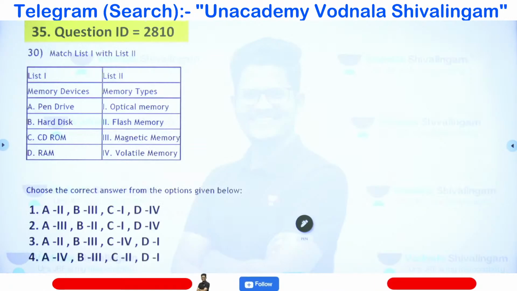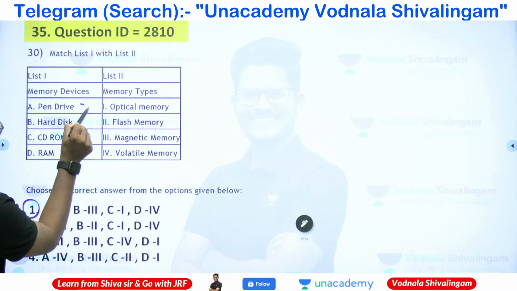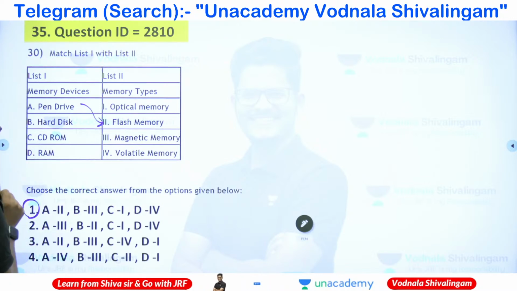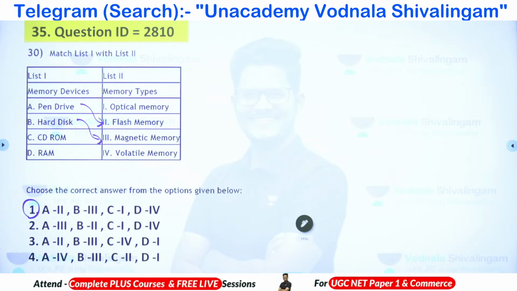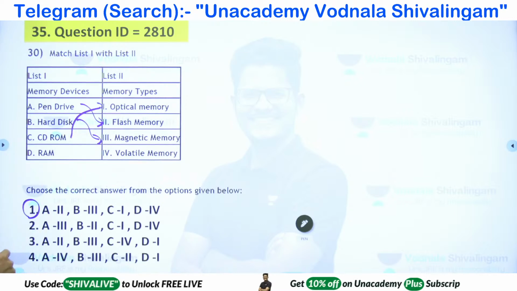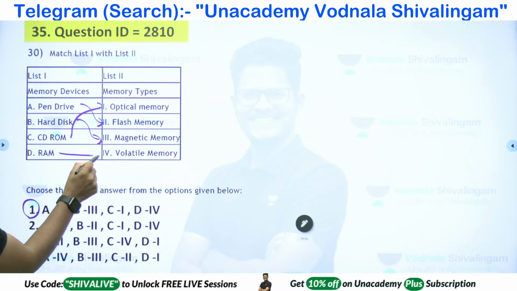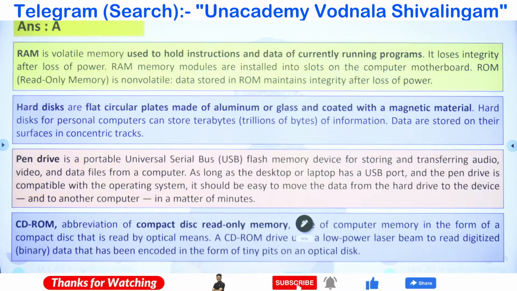So option A is the correct answer. Pen drive is a flash memory. Hard disk is the third one, magnetic memory. Just now we have understood. CD-ROM is optical memory, and RAM is a volatile memory. RAM is a volatile memory and ROM is a non-volatile memory.